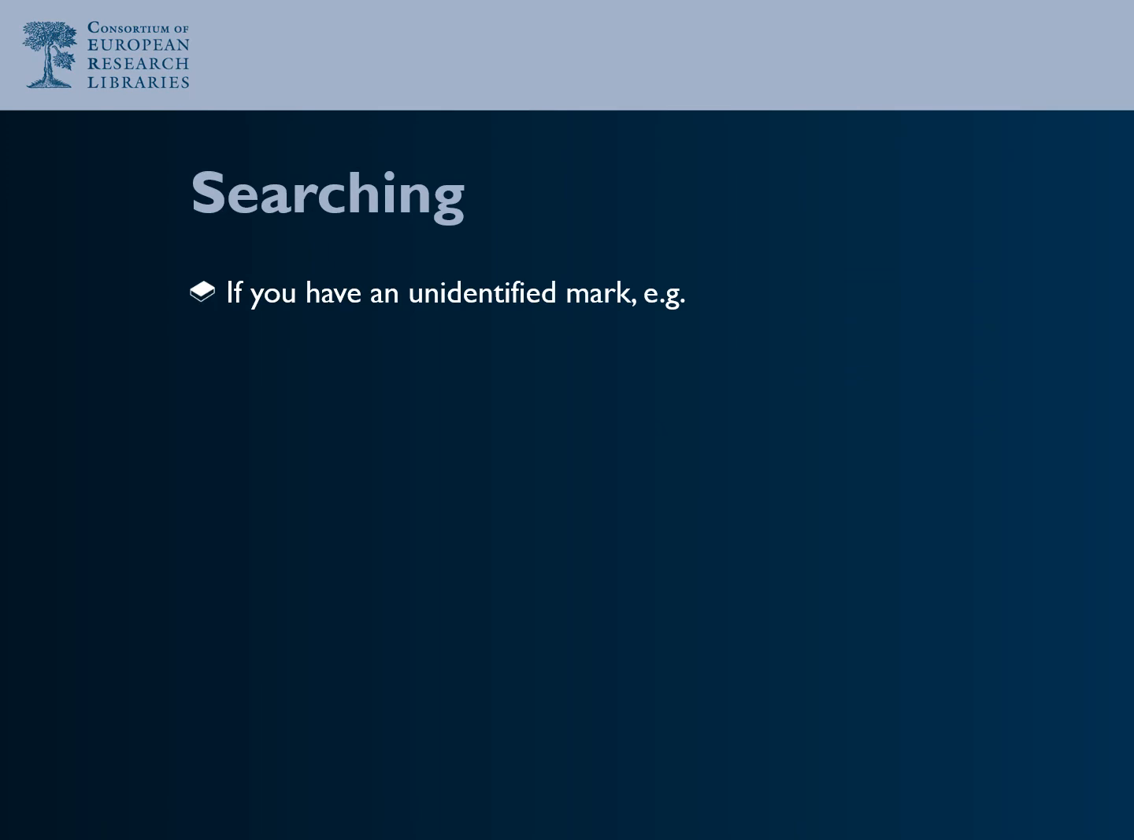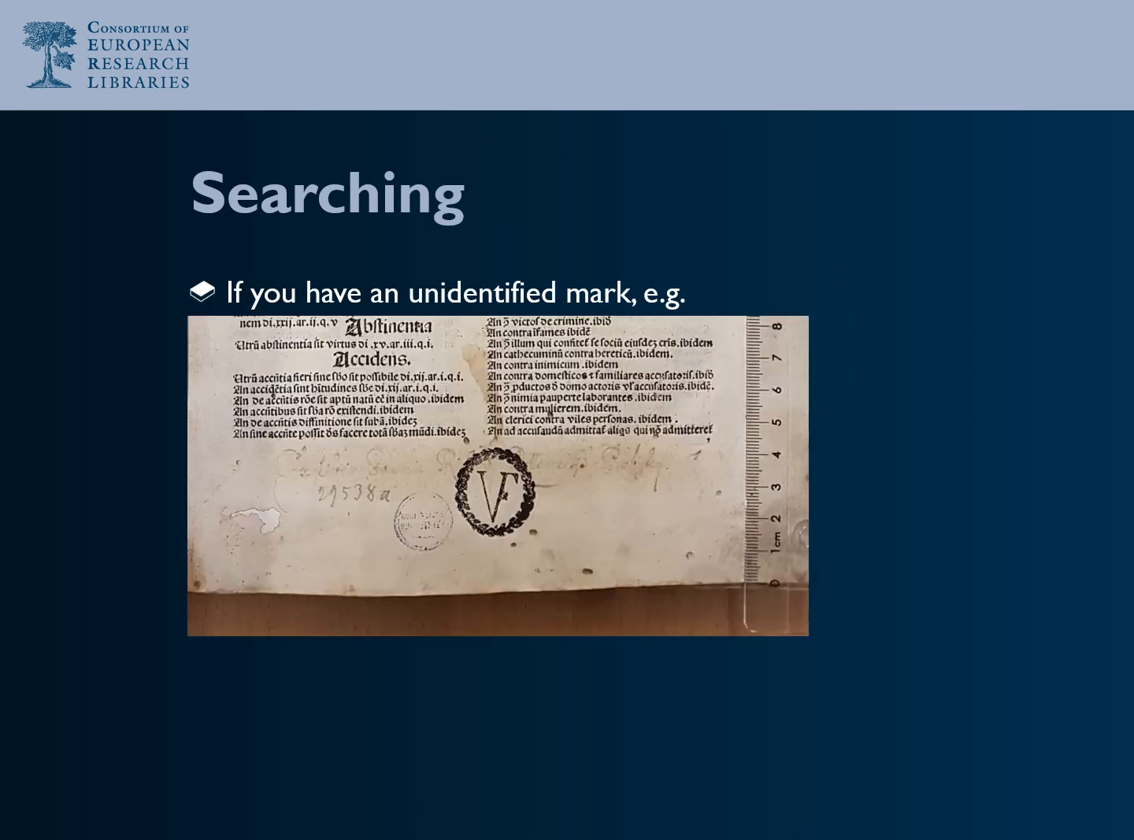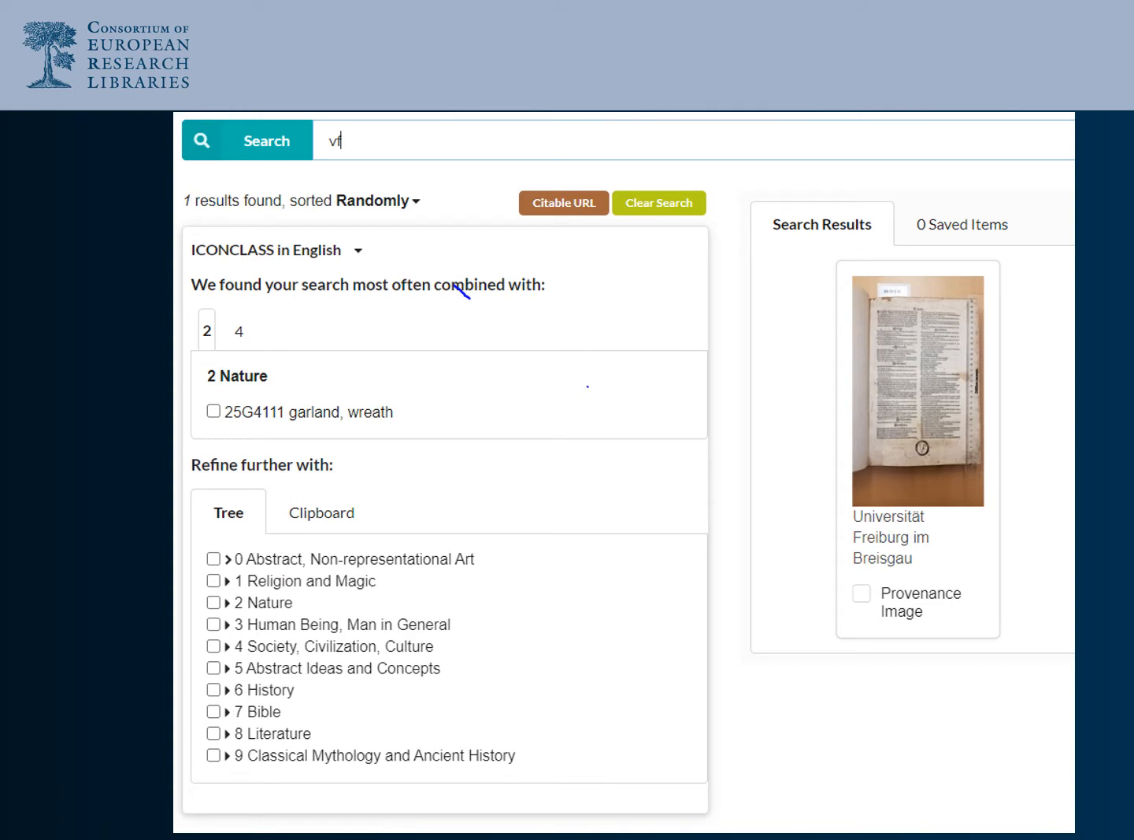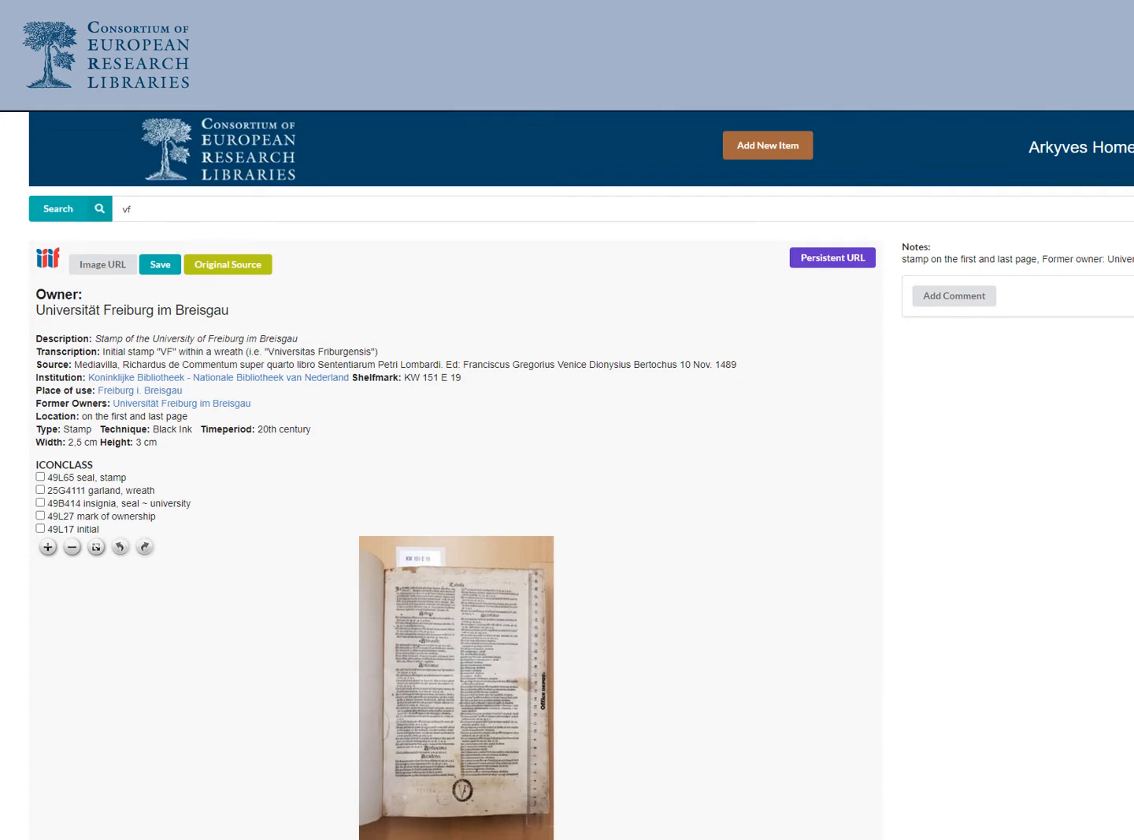Searching. Now, if you have an unidentified mark, say you have this roundel stamp in black ink with a V and an F, you can enter VF in the search box. And when you've done so, you find one example with a book that seems to have the same stamp here. If you click on that particular image, you will be sent the full record, and there it will identify the stamp as the stamp of the University of Freiburg in Breisgau.